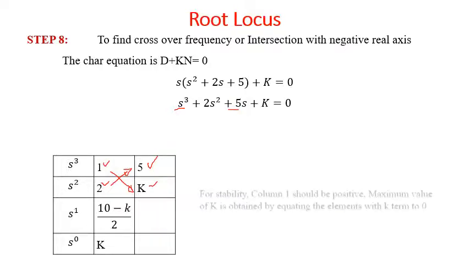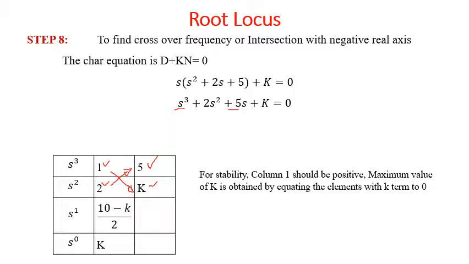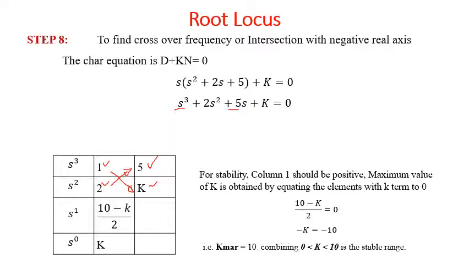Then solve for k. For stability, column 1 should be positive. The maximum value of k is obtained by equating the elements with k terms to 0. This we have already known. So using that, we got (10 minus k) divided by 2 equal to 0. Hence minus k is equal to minus 10. So the k margin, after combining, is going to lie between 0 and 10. So this is going to tell about the crossover margin, that is the k margin.